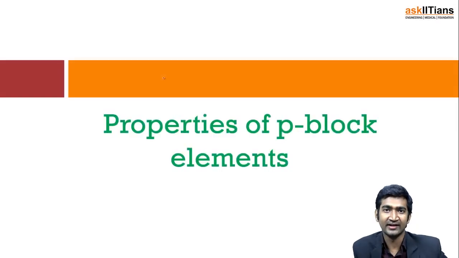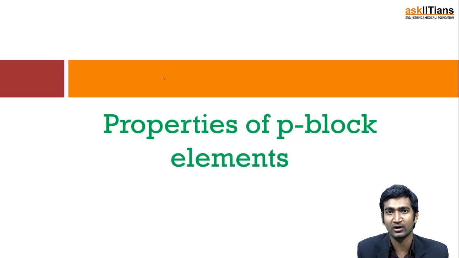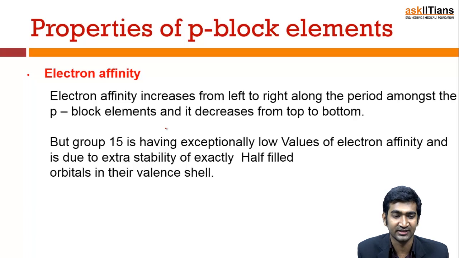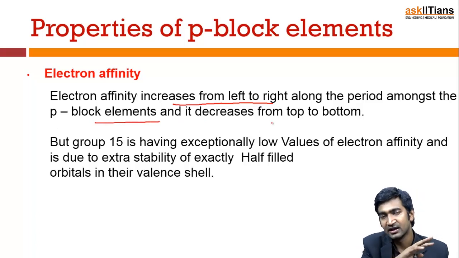Hi students, next we'll move on to the properties of p block elements, which may be either physical or chemical properties, with different equations also. So let's begin. The first property is electron affinity. How will electron affinity change? Let's see. Electron affinity increases from left to right among the p block elements and decreases from top to bottom. This we already know from the classification and periodicity of elements chapter, right?